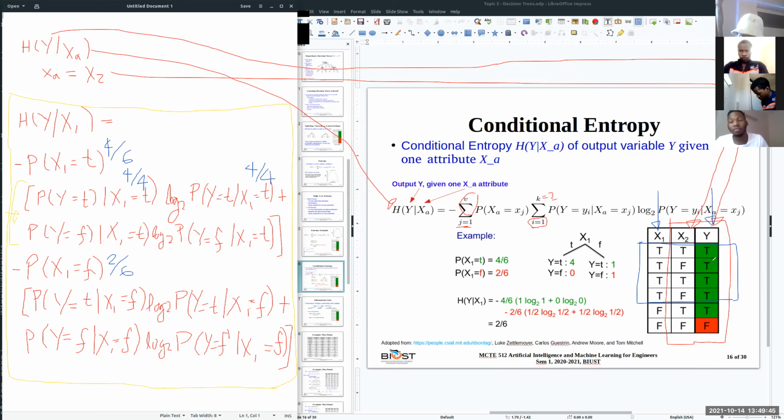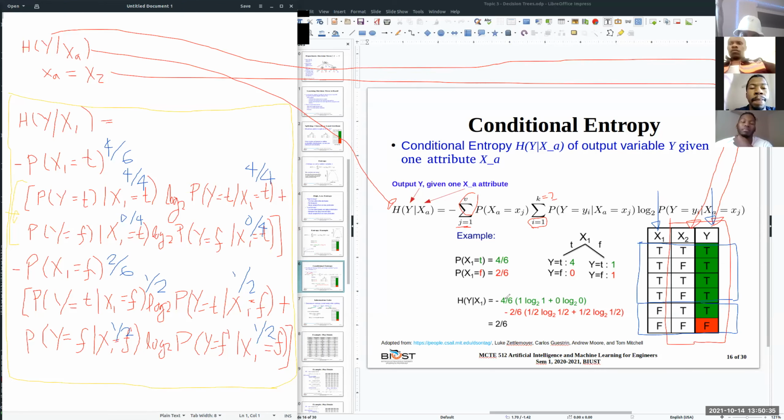X1 being true and y is false. That's 0. There's nothing. That's 0 over 4. Next, x1 is false, which is the second part of the table. And then y is true, that's 1 over 2. So y is true when x1 is false is 1/2. Y is false given x1 is false is also 1/2.